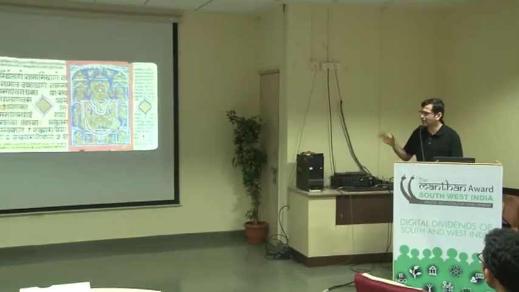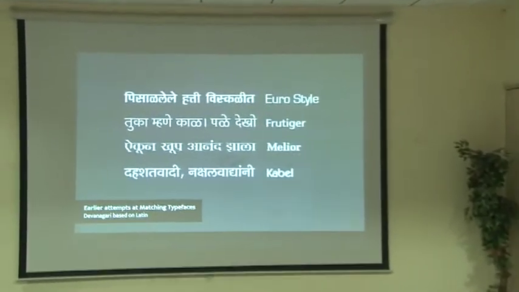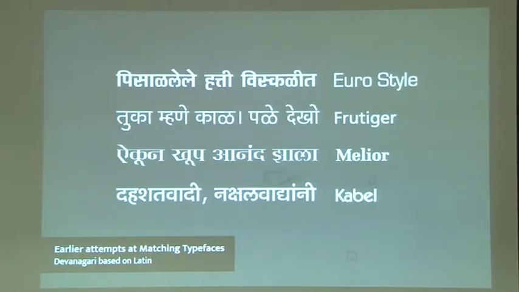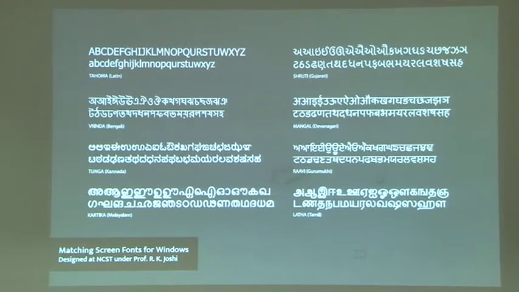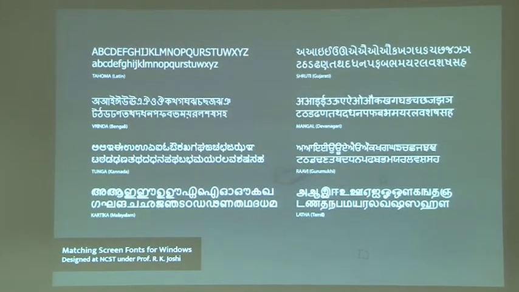There are several people who have tried to make fonts out of them. During the 70s and 80s, when theater was a craze, or when phototypesetting came in, or around the year 2000 when Professor R.K. Joshi created a whole bunch of fonts for Microsoft, we had several kinds of fonts.